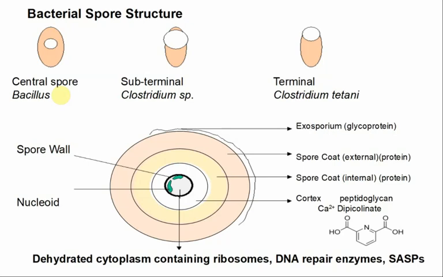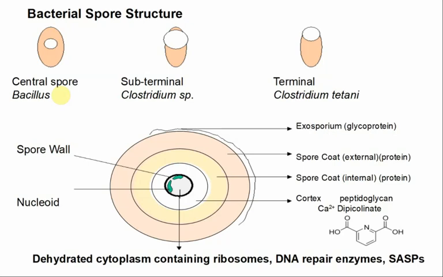The DNA repair enzymes and these small acid-soluble proteins are not 100% effective. If you have UV radiation, the DNA will get damaged, and these DNA repair enzymes can repair some of it once the cytosol becomes rehydrated. Okay, so what are the functions of these different layers?